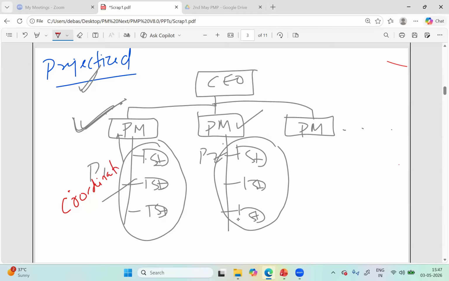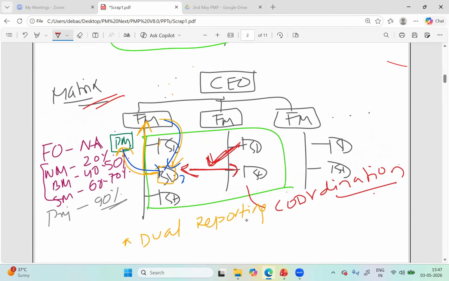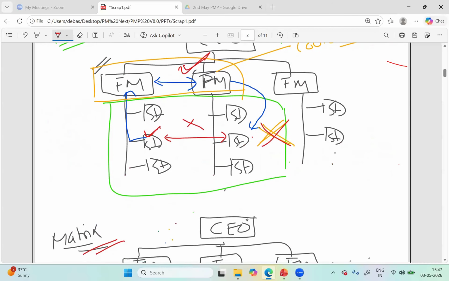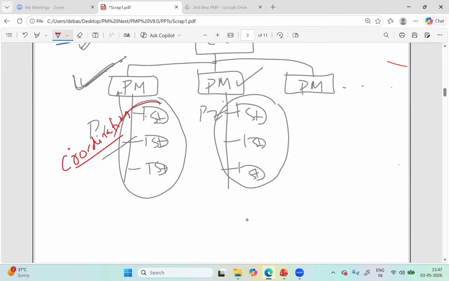One thing to be noted in the case of projectized: in matrix and even in functional, we have various functions and various functions getting together to work. But in projectized, we don't have functions. There's no concept of function. All these people, all the skills required, form one team. None of them belong to any function. They only get together as a team. So there'll be the highest level of coordination within them. I hope I answered the question.